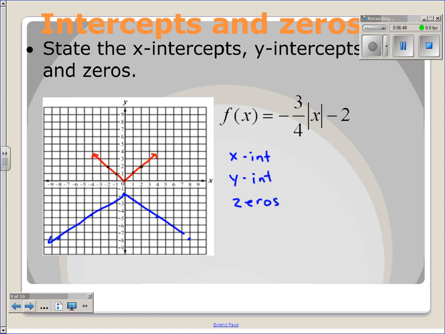Notice that my graph doesn't cross the x-axis, so I have none. Therefore, my zeros, I draw the braces and leave it blank. Remember, that's the empty set. And my y-intercept is 0, negative 2.